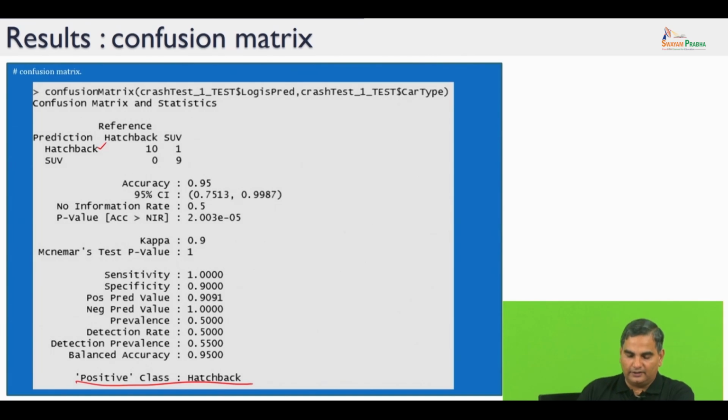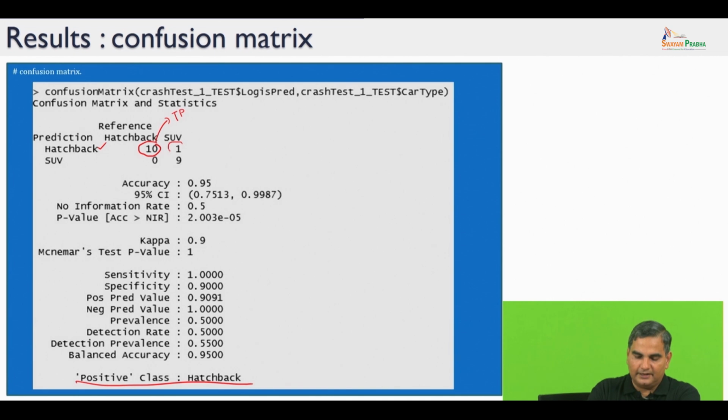So, now let us look at this and see whether we can do all these calculations for this example. Let us look at this number, we will see what this is. So, the prediction is hatchback and the truth is also hatchback. So, this is true positive.